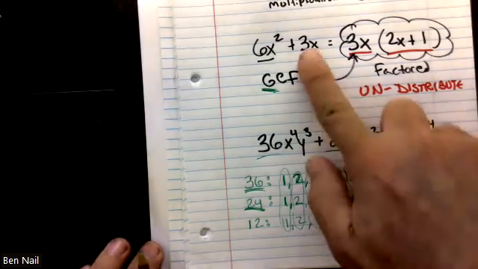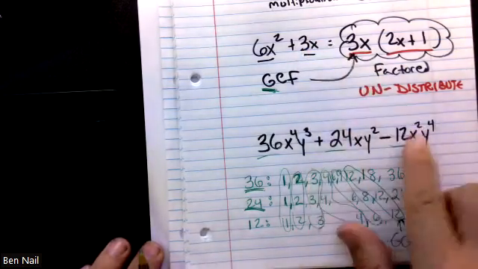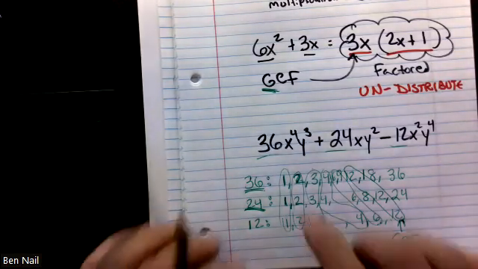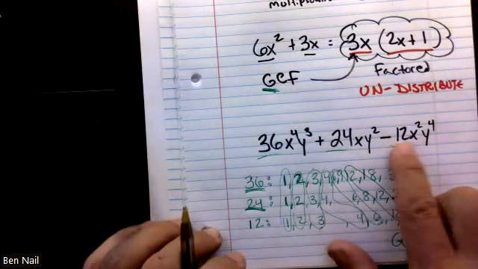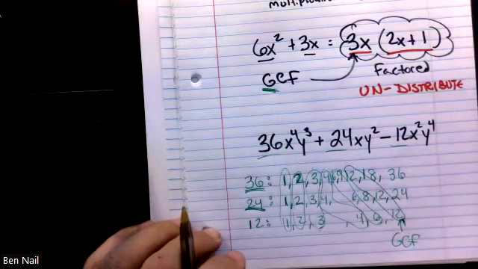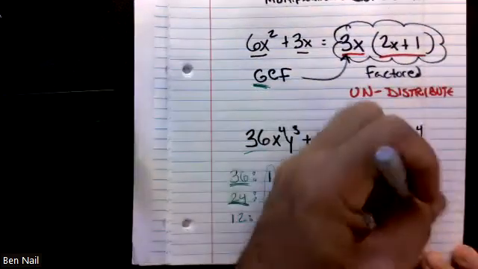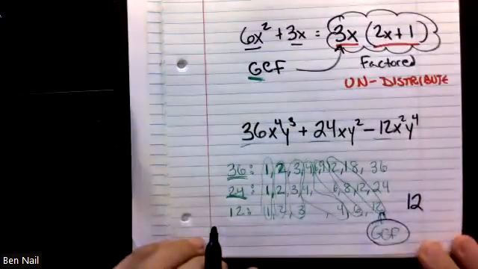Now, it did work out that this term was the one I factored out and this term is what I'm going to end up factoring out. That's not always the case. I'll do an example where that's not the case, but in this particular case, 12 is the biggest number that I can divide out of 24 and 36. So my greatest common factor is going to be 12.